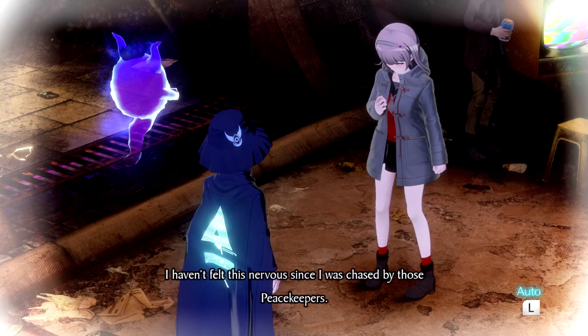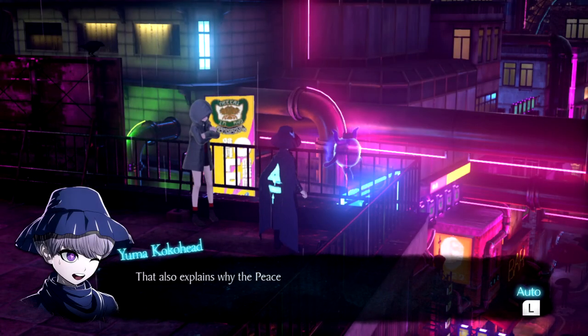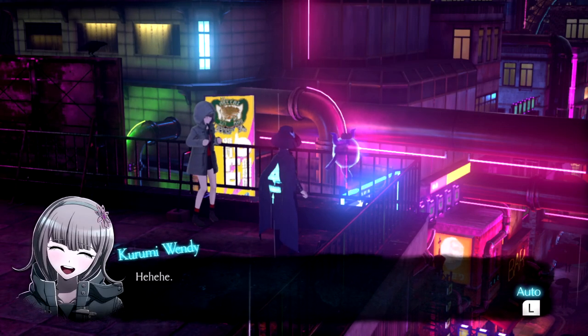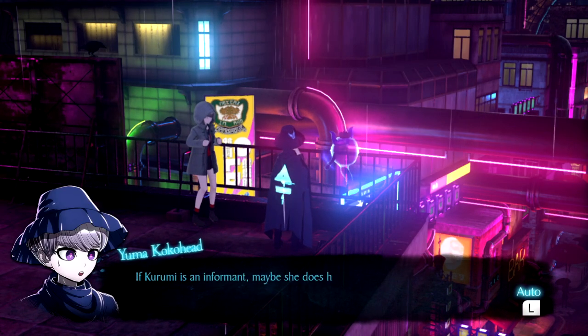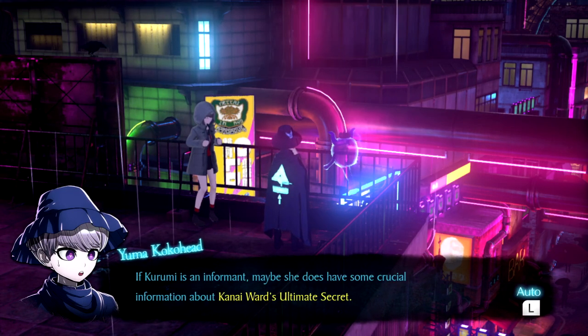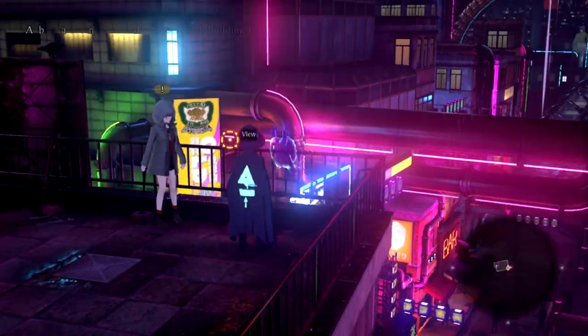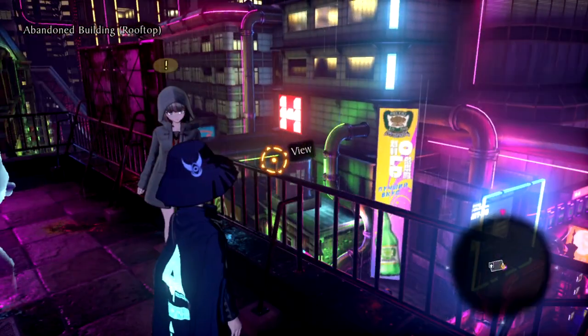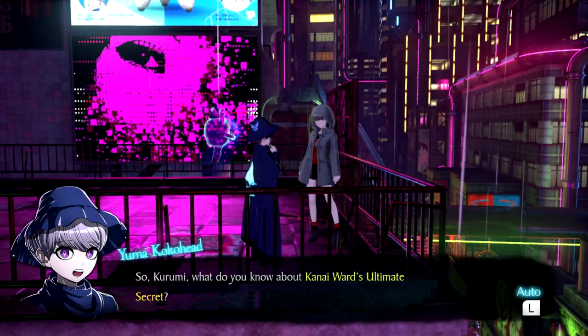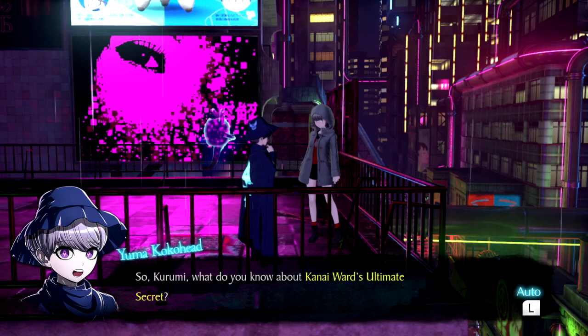I haven't felt this nervous since I was chased by those peacekeepers. That also explains why the peacekeepers were after you. If Kurumi is an informant, maybe she does have some crucial information about Kanai Ward's ultimate secret. It also explains why she was tapped to be the culprit so quickly. So, Kurumi, what do you know about Kanai Ward's ultimate secret?